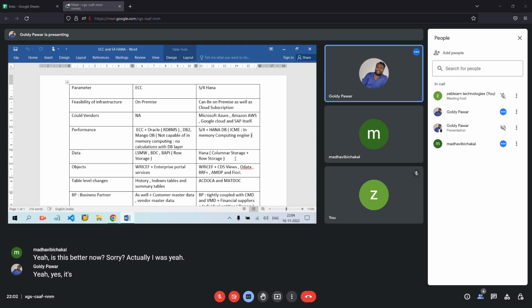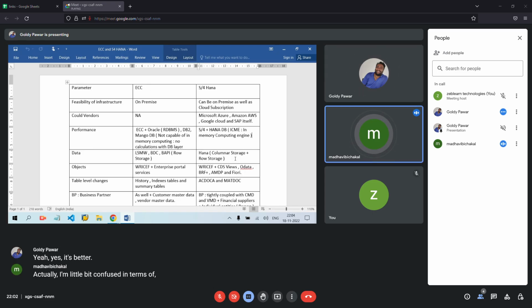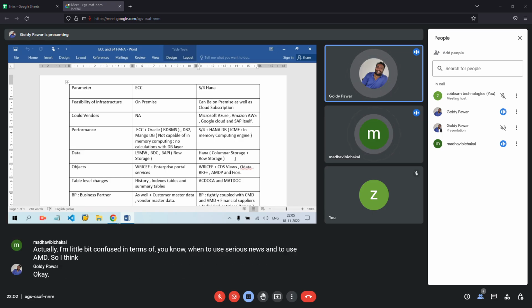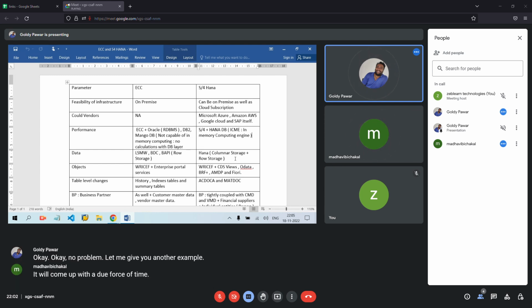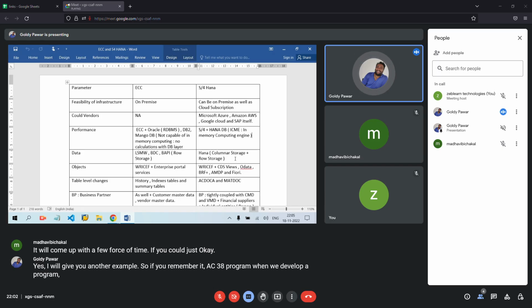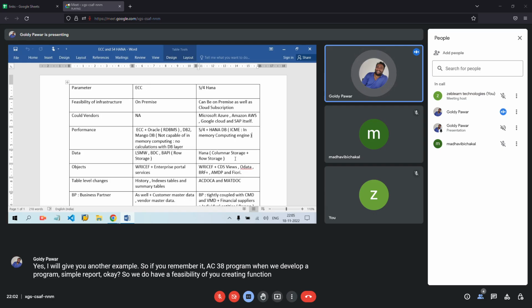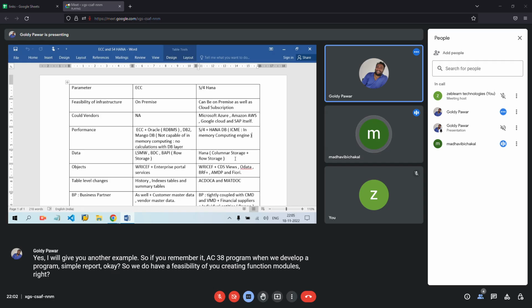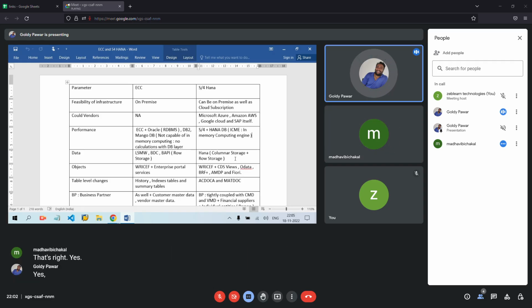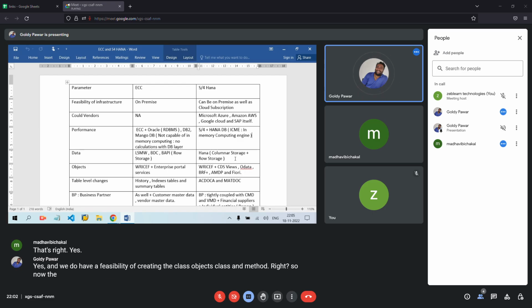Actually, I'm a little confused about when to use CDS views and when to use AMDP. Okay, no problem, let me give you another example. If you remember in SE38, when we develop a simple report program, we have the feasibility of creating function modules, right? Yes. And we have the feasibility of creating class objects, classes and methods, right?